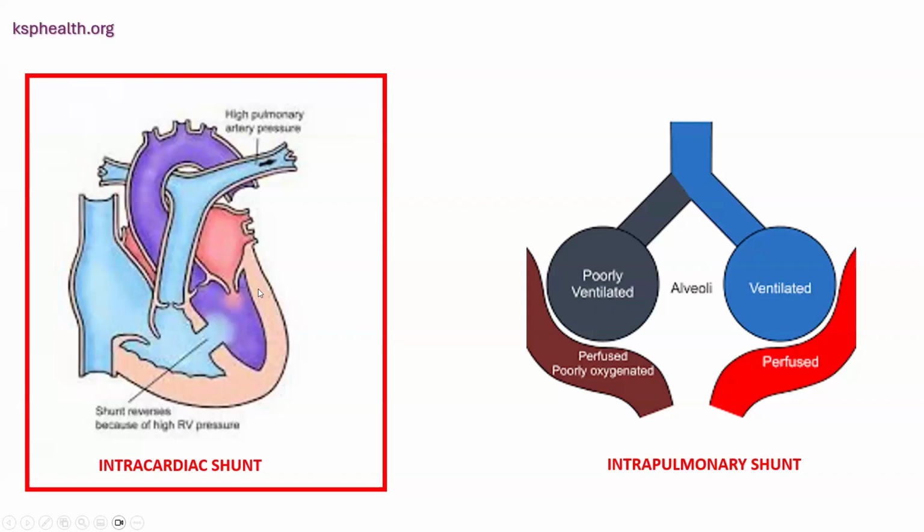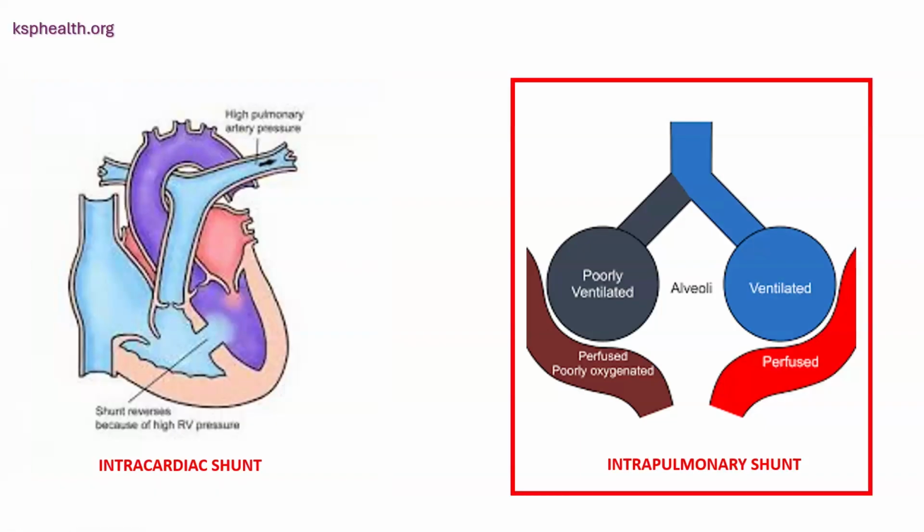So the flow happens from the right ventricle to the left ventricle. So the blue blood goes into the red blood. It mixes, causes hypoxemia. This is called intracardiac shunt.